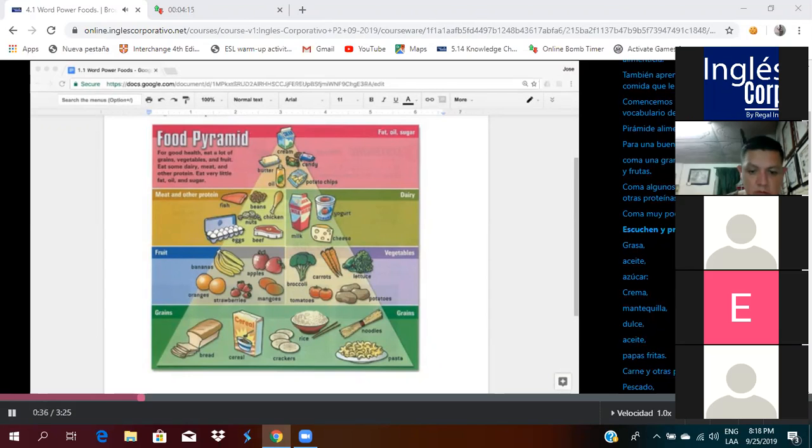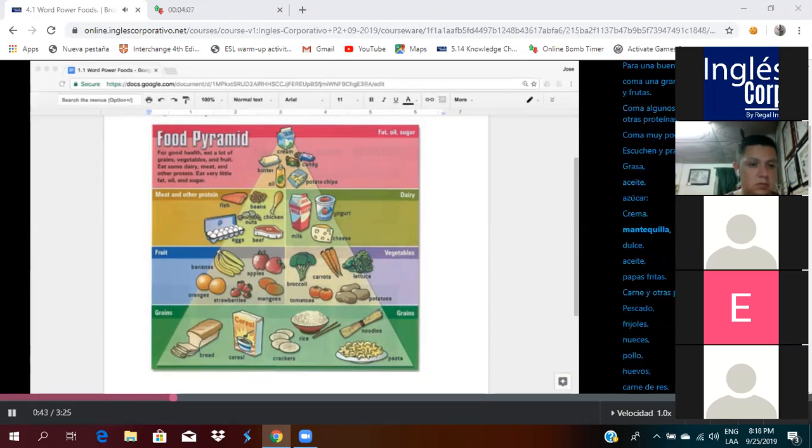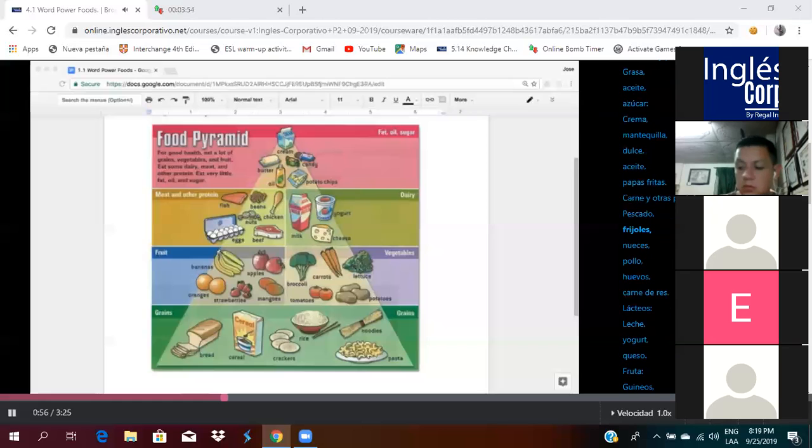Listen and practice. Fat, oil, sugar. Cream, butter, candy, oil, potato chips. Meat and other protein. Fish, beans, nuts, chicken, eggs, beef. Dairy: milk, yogurt, cheese.